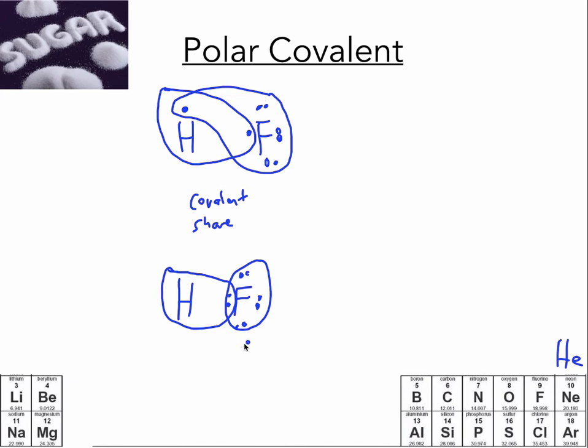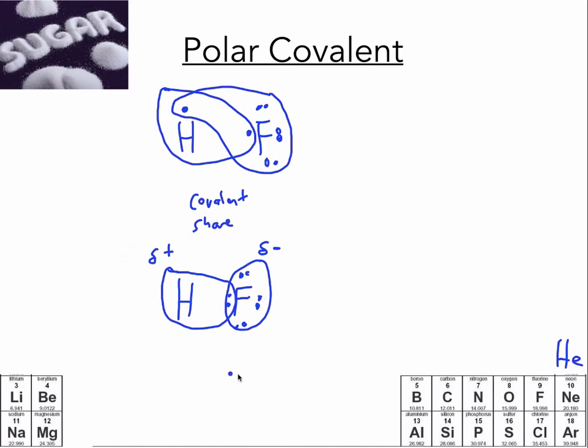And that's what is meant by a partial negative. It's not a full negative like the chloride and oxide or sulfide ions in the previous example, but it's a partial negative because they are closer to fluorine. And conversely, that's going to be a partial positive.